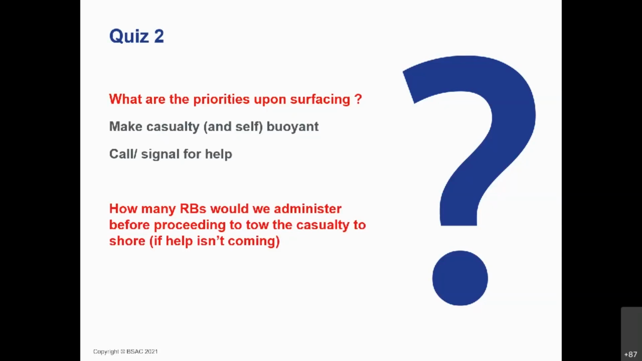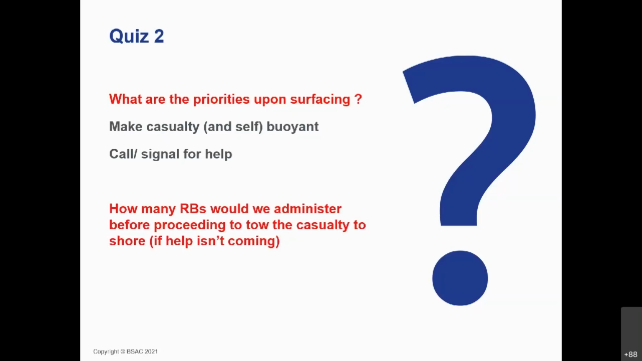All right. How many rescue breaths would we administer before proceeding to tow the casualty to shore if we decided that help wasn't coming? 10. I think they got the idea. 10 over a minute. Yeah, we've got it there, 10 per minute.